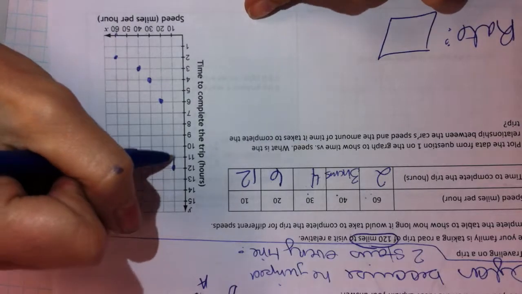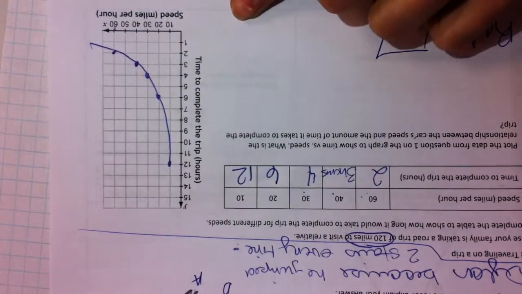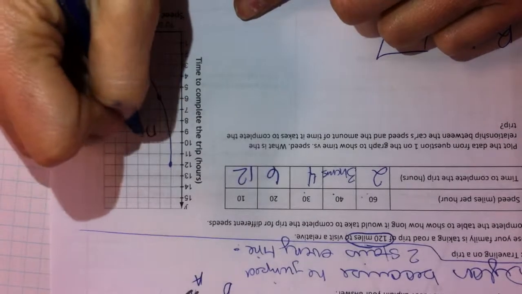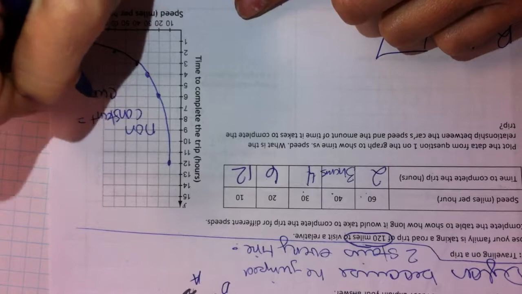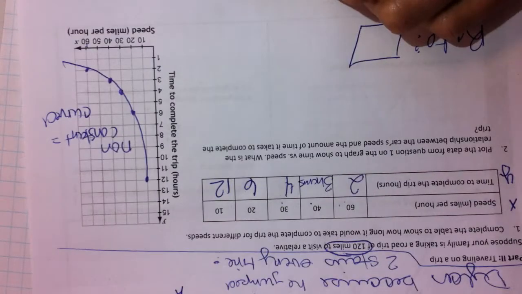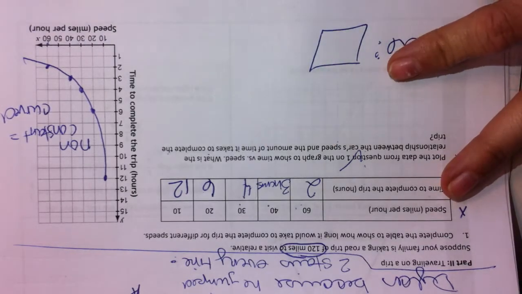So let's take a look at this. Is that constant or non-constant? Good, it's non-constant because it's curved. All right, so let's take a look at what they want us to do. Plot the data from question 1. Done. What is the relationship between the car's speed and the amount of time it takes to complete the trip?